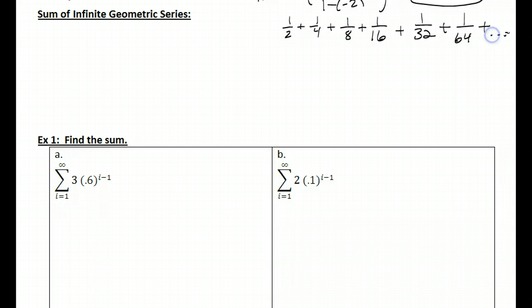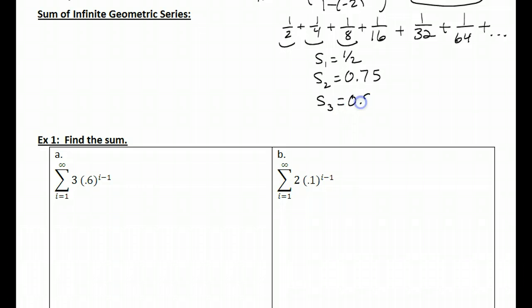As you can see, the bottom number every time is being multiplied by 2. Here's what happens. If I just add together the first term in the series, that's just 1/2. If I add together the first two terms, that ends up being 0.75. If I add together the first three terms, it ends up being 0.88. If I add together the first four terms, I get 0.94. And I want to just tell you, as I add more and more terms, this sum is not going to change very much after a certain point.